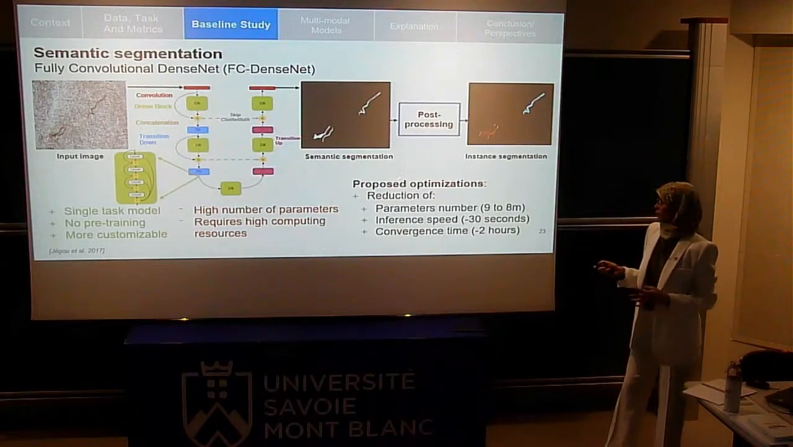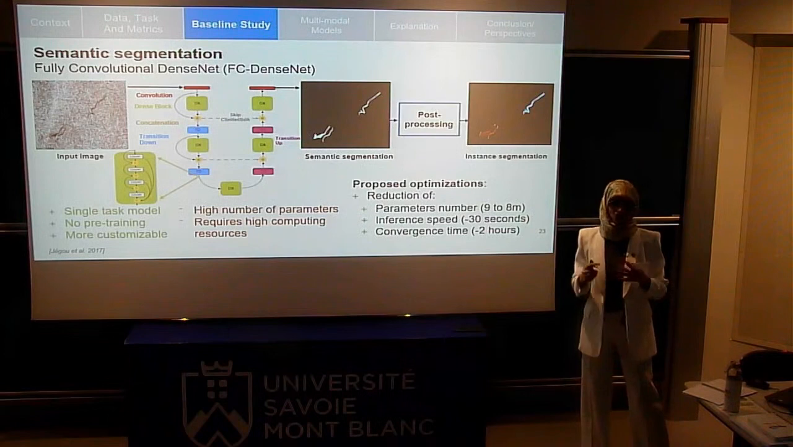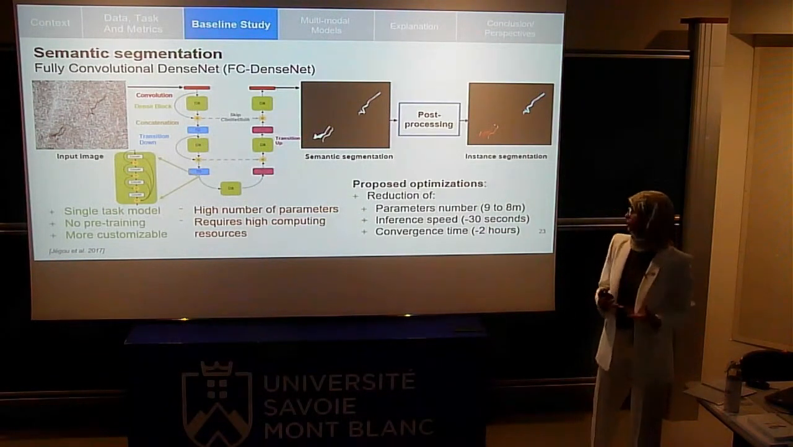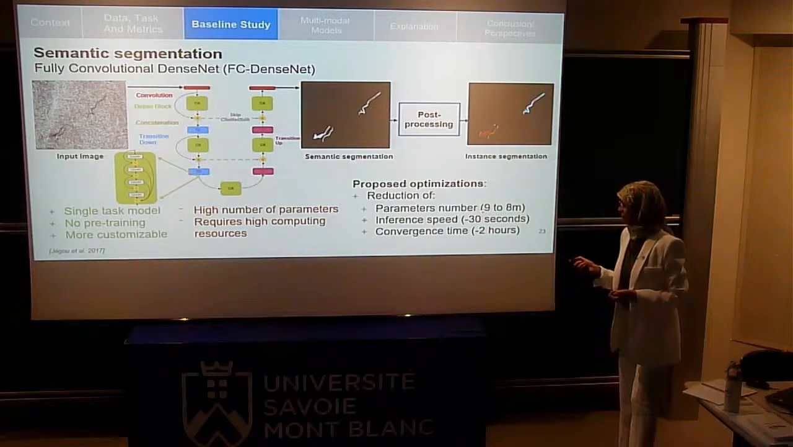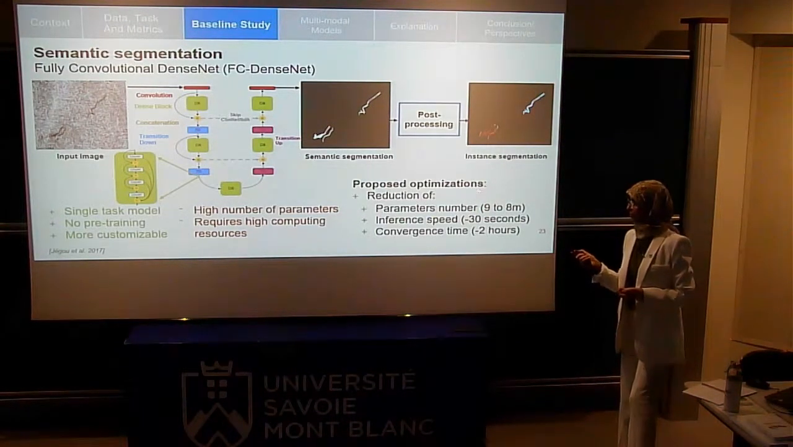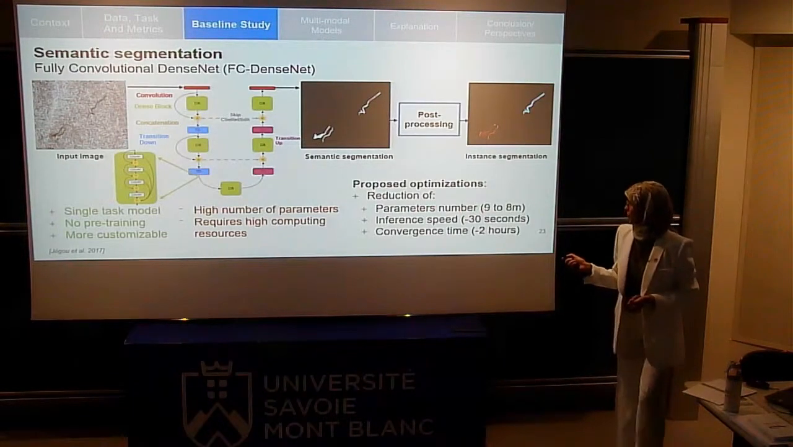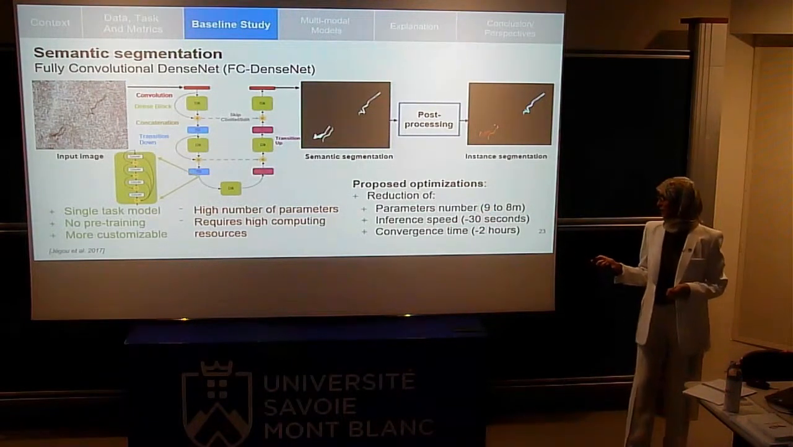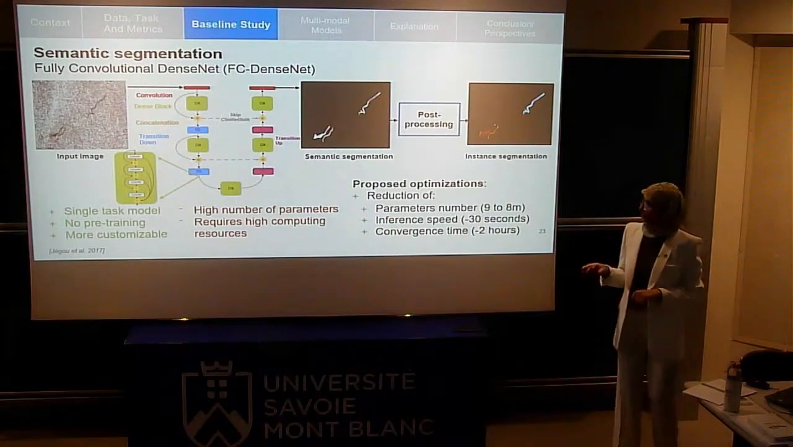regarding the needs of the company, where we apply some normalization. We remove the batch norm. We apply some normalization to optimize the convergence of the model and to optimize also the parameter numbers with a reduction of the skip connections. So we reduce the number of parameters from 9 to 8 million, the inference speed by 30 seconds, and the convergence time while training by 2 hours.